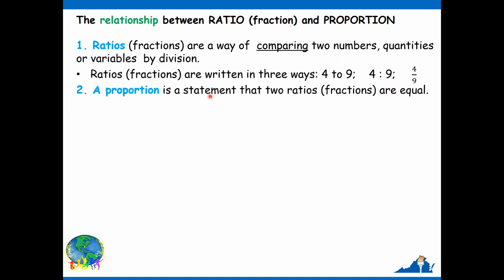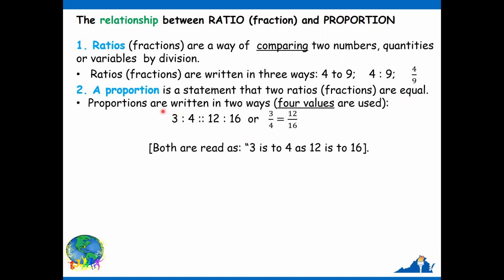A proportion is a statement that two ratios are equal. Proportions are written in two ways. Four values are used. This is the first way, and this is the second way. The four values here are 3, 4, 12, and 16. The same can be said here again. Both are read as 3 is to 4 as 12 is to 16. The four dots represent the word "as".